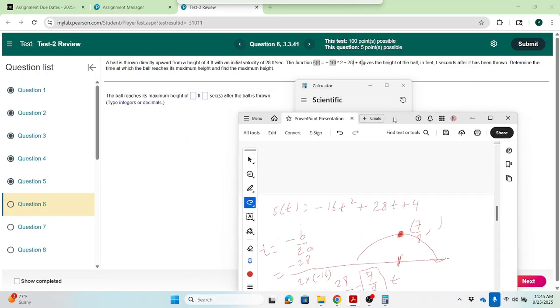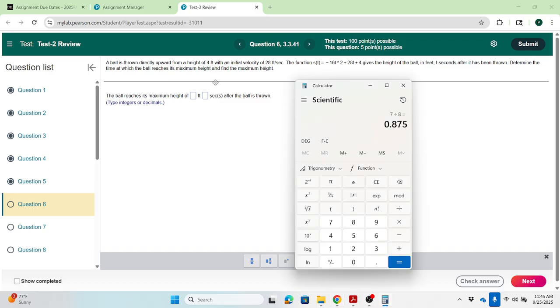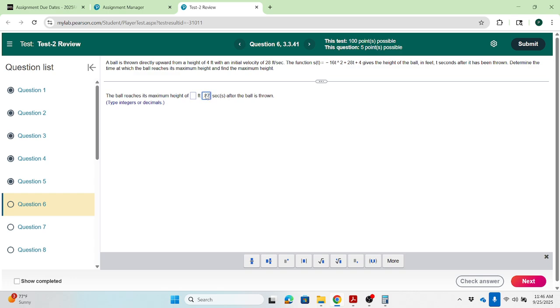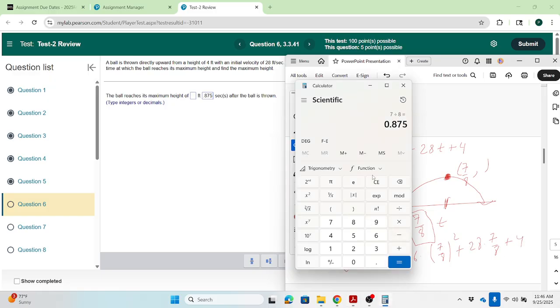So what is the maximum height? I found the time first, 0.875. To find the maximum height, you have to use the formula here, and you have to put 7/8 for the time. So the value of the height at 7/8 is -16 times 7/8 squared plus 28 times 7/8 plus 4. You can use a calculator to calculate this value.